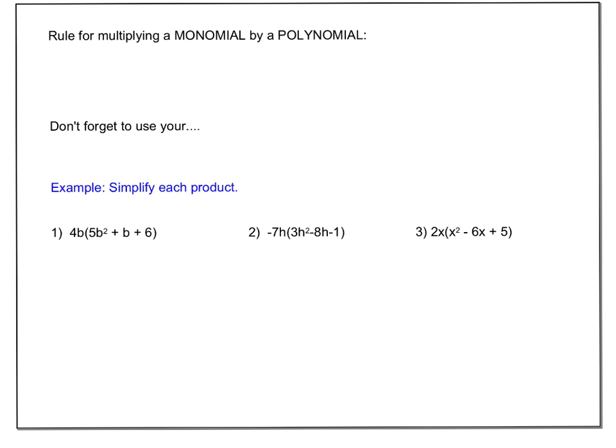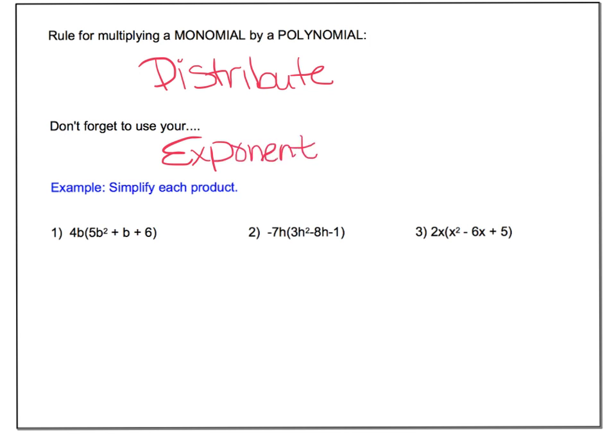So in fact, we can say the rule for multiplying a monomial by a polynomial is to distribute. You need to make sure that you do not forget to use your exponent rules that you learned in previous lessons. Alright, let's give it a try.